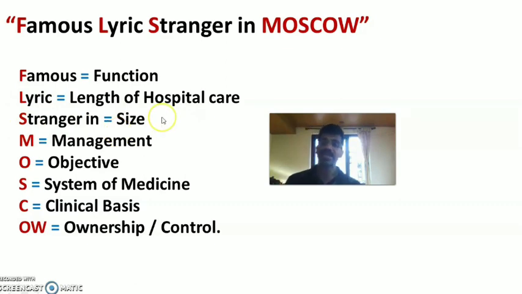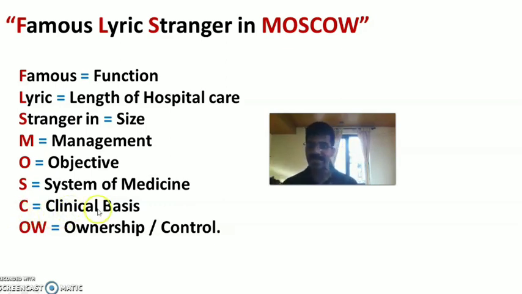S stands for size. According to the size of the hospital, bed strength of the hospital can be categorized. Then M stands for management. According to the management, who is the management of the particular hospital, like government, private, etc. Then according to the objectives, hospitals can be classified. So O stands for objective. Then S stands for system of medicines. According to various systems of medicine, which medicines they are giving in that hospital, like allopathy, Ayurveda, Unani, homeopathy, etc.